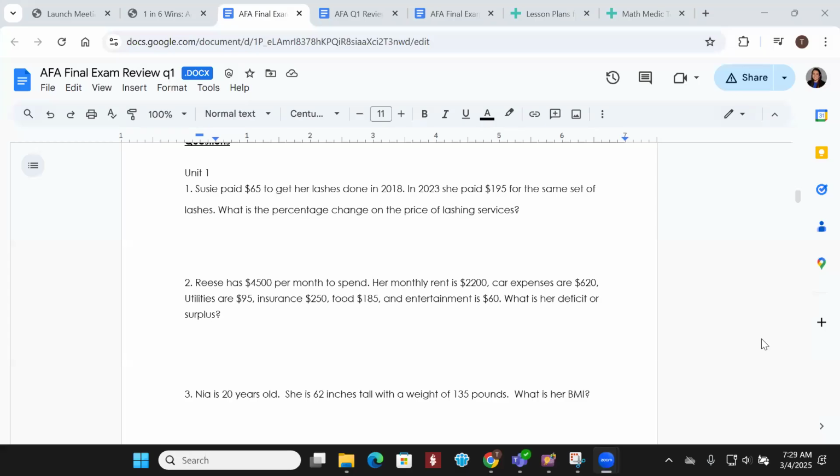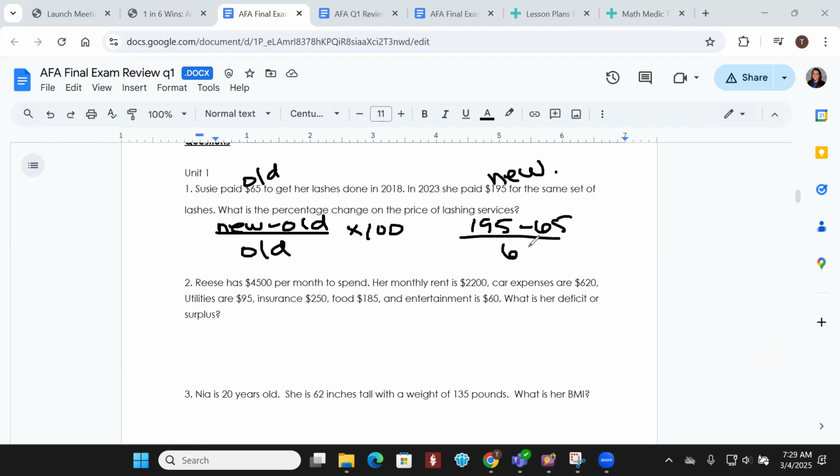All right, number 1, Susie paid $65 to get her lashes done, and in 2023, she paid $195. When you do these kinds of questions, you're going to want to label these. This is the old price. This is the new price. Ladies, do you see these prices? Okay, so percent change: we're going to do new minus old divided by old times 100. So we've got 195 minus 65 divided by 65 times 100. What does that give us? 200%.